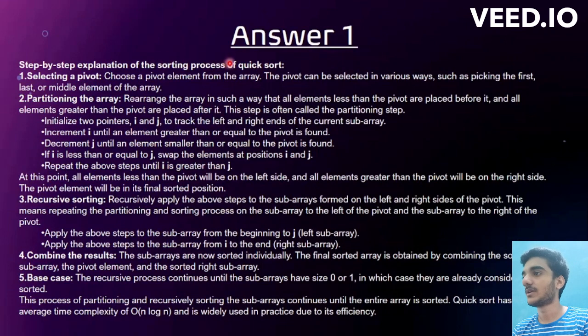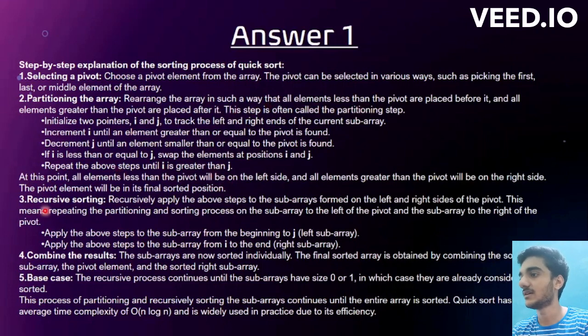Step-by-step explanation of the sorting process. Select a pivot. Choose a pivot element from the array. The pivot can be selected in various ways, such as picking the first, last, or the middle element of the array. Partitioning the array. Rearrange the array in such a way that the elements less than the pivot are placed before it and the elements greater than the pivot are placed after it. This step is often called partitioning. The algorithm is written here as you can see.